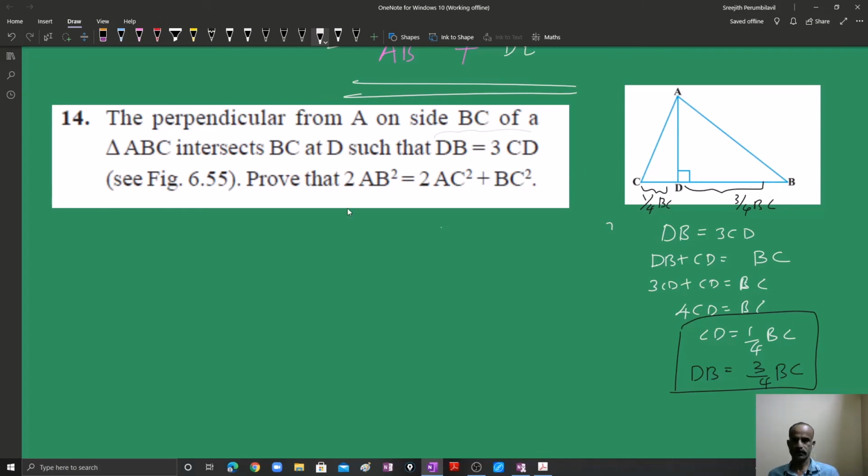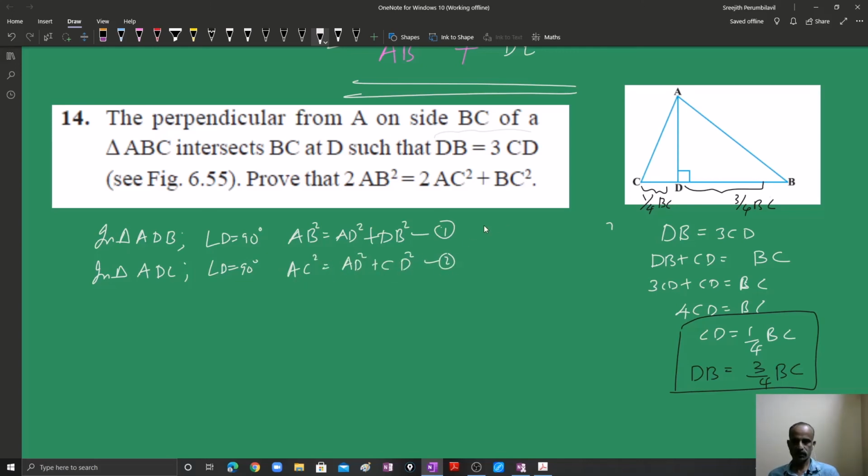AB is here. So in triangle ADB, or in right triangle, angle D is equal to 90 degrees. Therefore, using Pythagoras theorem, what do you get? AB square is equal to AD square plus DB square, relation number 1. Second, in triangle ADC, angle D is equal to 90 degrees, and therefore AC square is equal to AD square plus CD square, relation number 2. Both of them, reason is Pythagoras theorem.